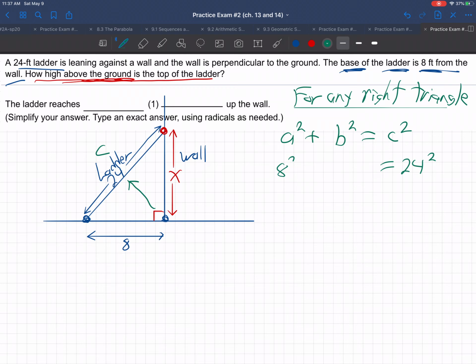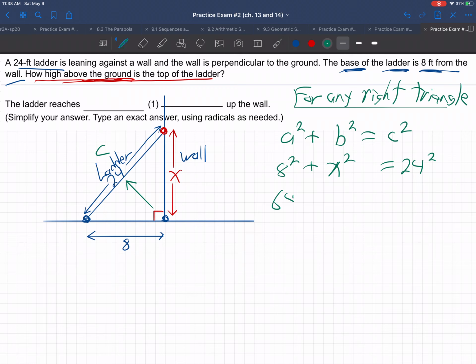The other two, the order doesn't matter. I'll just put 8 squared plus x squared or vice versa. It doesn't matter. The A and the B, the order doesn't matter, as long as you get the C correct. The C is always the one right here across from the right angle. Okay, so back to it.